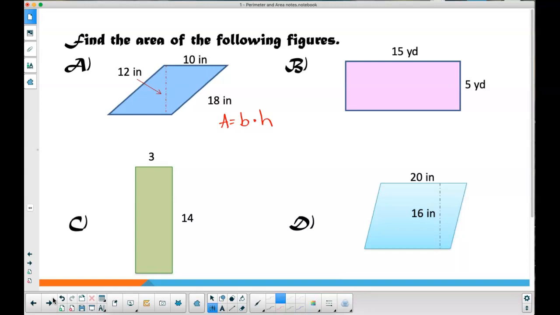Do we know the base of this? What's the base? Or the bottom? Really? 10 inches. I could put the 10 down there, it's the same. Okay, so it's 10 times, which number is the height? There's two numbers here. Which one's the height?